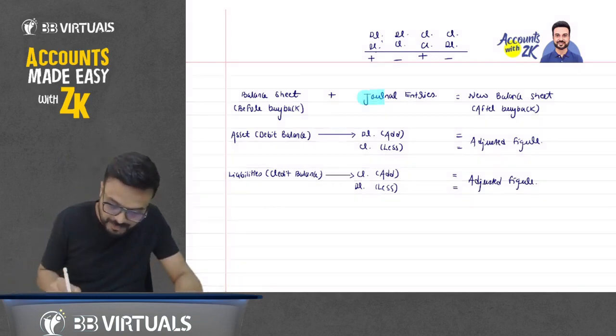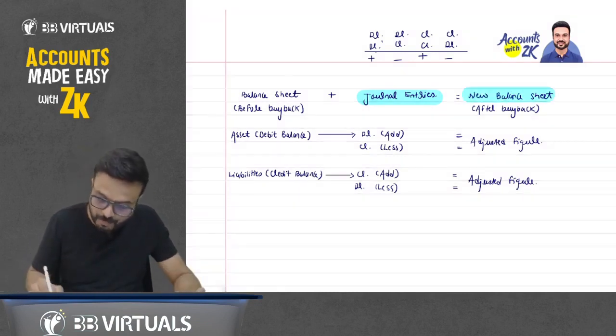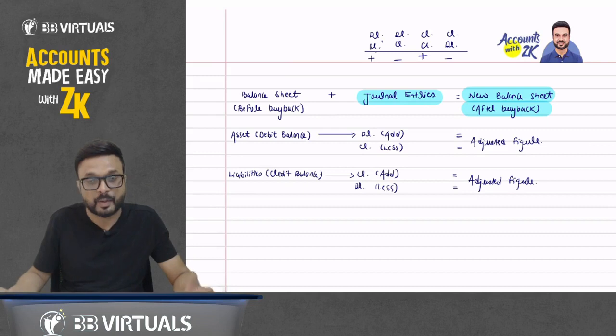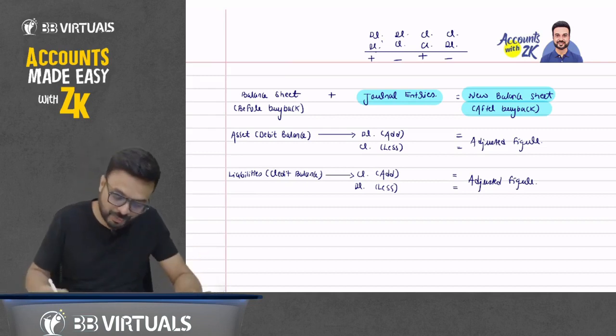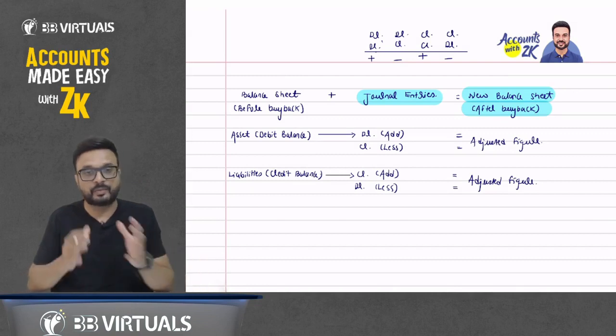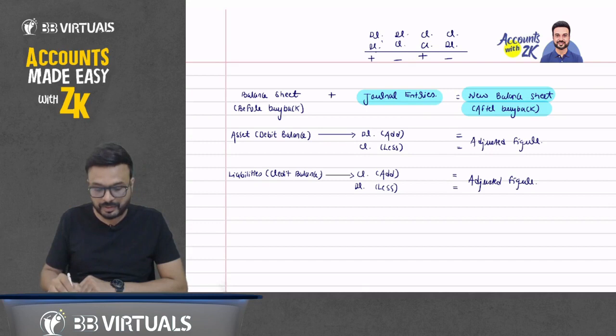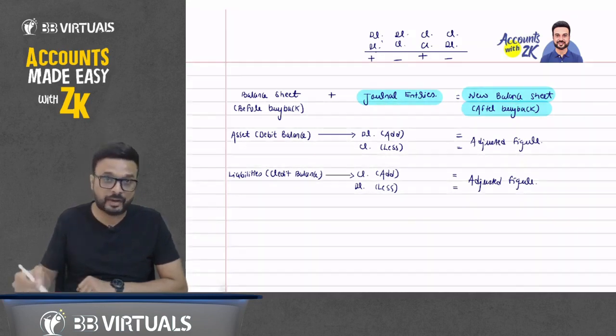They will ask you in the question to pass journal entries of the adjustment given in the question. And they will ask you to prepare the new balance sheet, that is, after buyback. What will they give in the question? They will give the balance sheet before the buyback and some adjustments. So we have to pass general entries on the basis of the adjustment given, and after passing the general entries, we have to prepare the balance sheet after buyback.